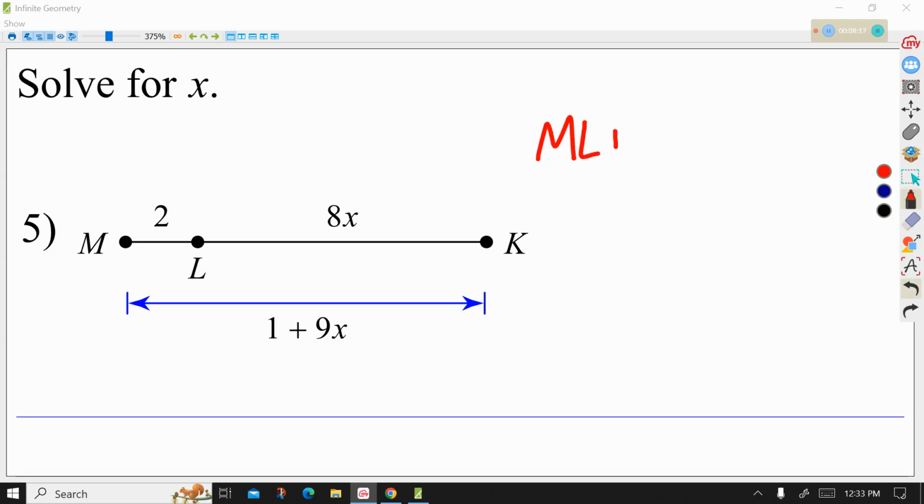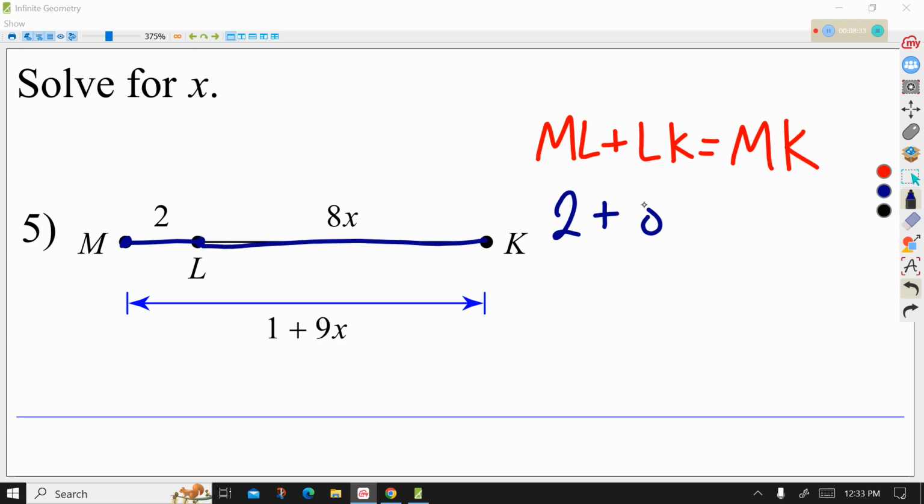First thing is that we want to write ML plus LK equals MK, okay, the line segment addition postulate. Now, if I just take these two pieces, ML is 2, and LK is 8x. So I'll write those in the places where they go. But MK is the whole line, and MK is equal to this whole thing of 1 plus 9x. So that's going to go on the side on the right.